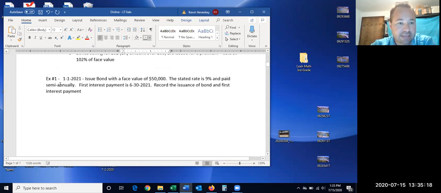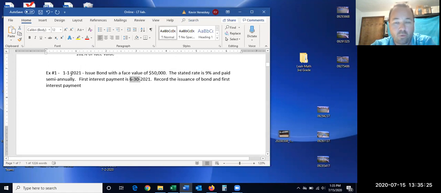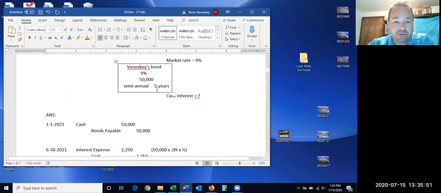And it tells us that the bond is paid semi-annually, and the first interest payment is in 6 months because we sold it on 1/1. First is June 30th. And let's see, what does it say here, record the issuance of the bond and the first interest payment. It doesn't tell us how long the bond is because on this problem it doesn't really matter, because there's nothing to calculate. We don't need to calculate full interest payments or anything like that. As we get further, I do put those in. So this one, we'll just assume it's 5 years just to make it easy.